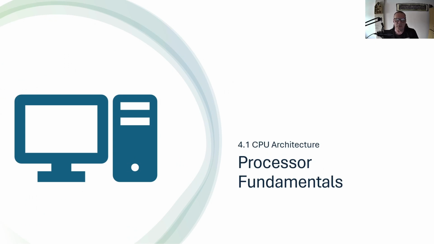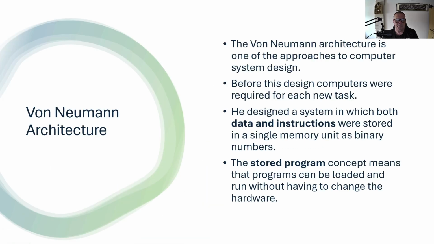In this video we're going to look at processor fundamentals. It's 4.1 of the CIE 9618, but a lot of the exam boards cover the same sort of material. We look at the von Neumann architecture, and this is one of the approaches we can take to computer system design. It's an early approach, and it's the basis for most computers these days.